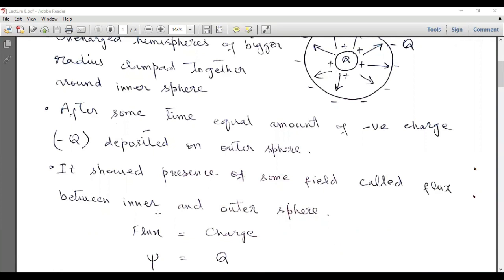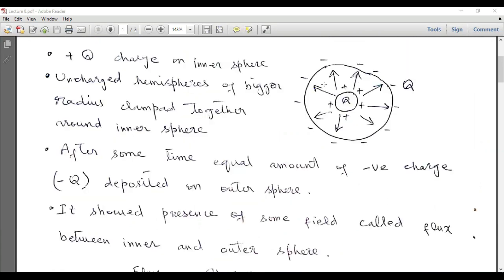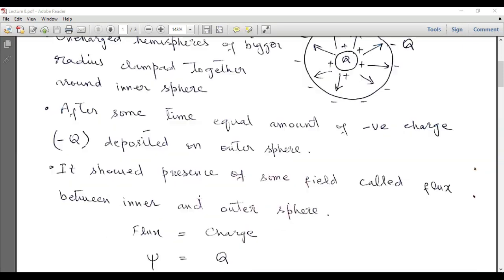And the amount of the flux is actually exactly equal to the charge enclosed, right? So this is a closed surface, which is the outer sphere, and the total amount of flux leaving this closed surface is equal to the charge enclosed by that closed surface.